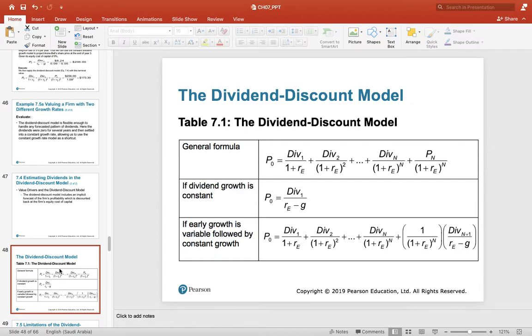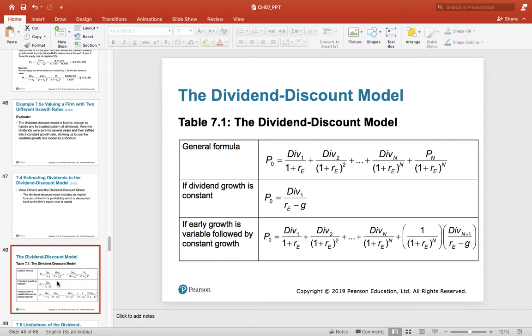If you are holding 7 years, D1, D2, D3, D4, D5, D6, D7 and the present value of the price in the 7th year. So in the last, 7th year, you are selling the stock. So your horizon is very clear, how many years you want to hold the stock. So that many dividends plus the selling price, because you are selling at the end of the horizon period.